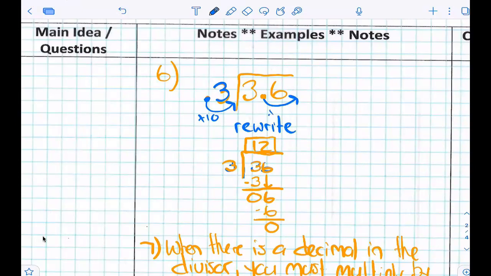Yes. And multiplying by a power of 10, you look at the zeros and you just move the decimal point that many spots. Yes. So then we rewrite. Do we have to rewrite our problem? Yes. It's 36 divided by 3, yes? Yes. So whatever you get for an answer, looks like we got 12, is going to be the exact same thing up here. Yes? Yes.